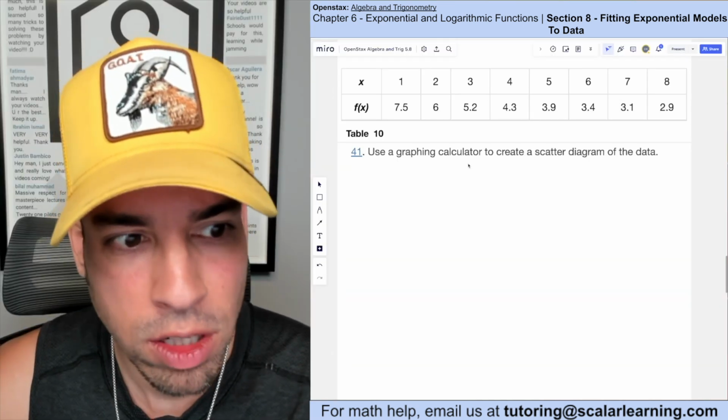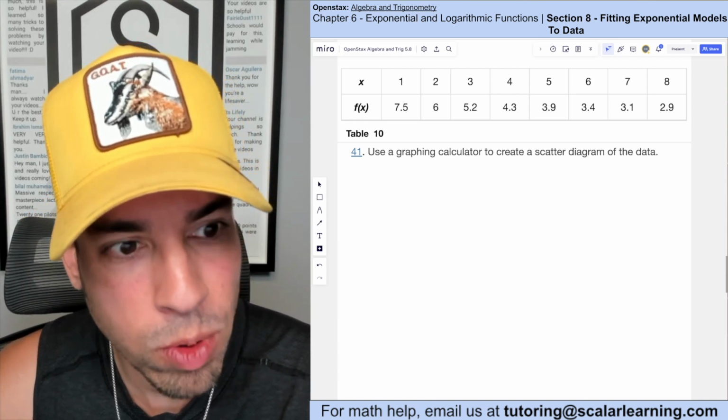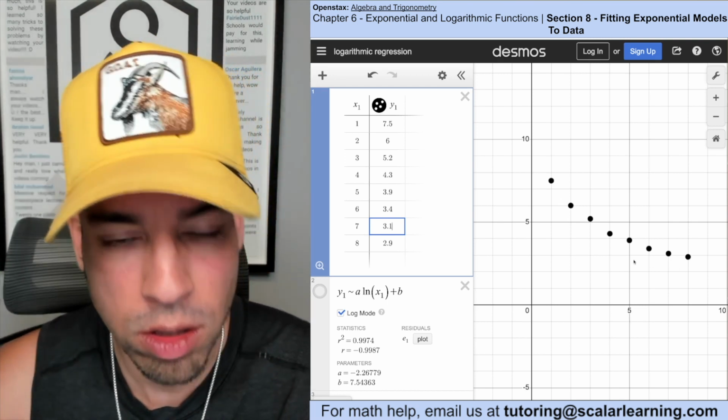Done. So for this one, it says use a graphing calculator to create a scatter diagram of the data. So let's do that now in Desmos. And here are the points plotted. This is what it looks like, and that's it.